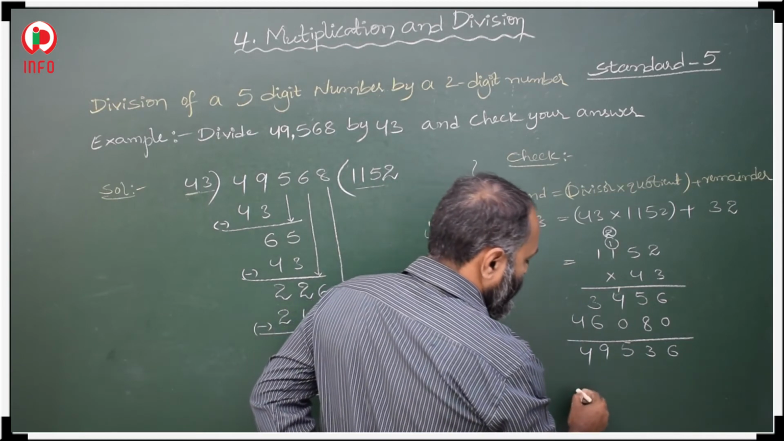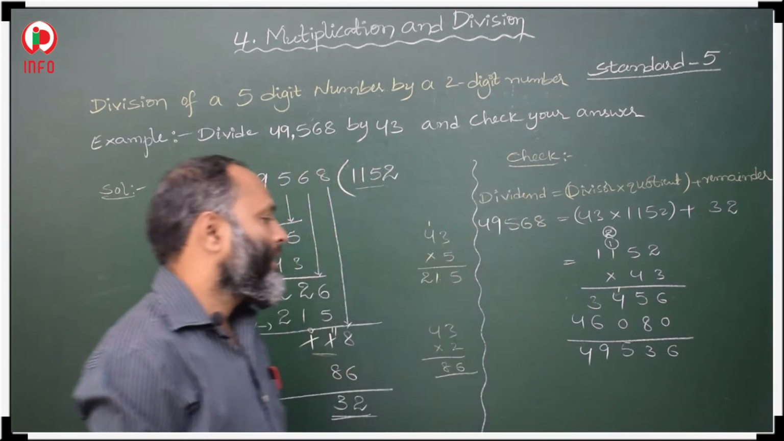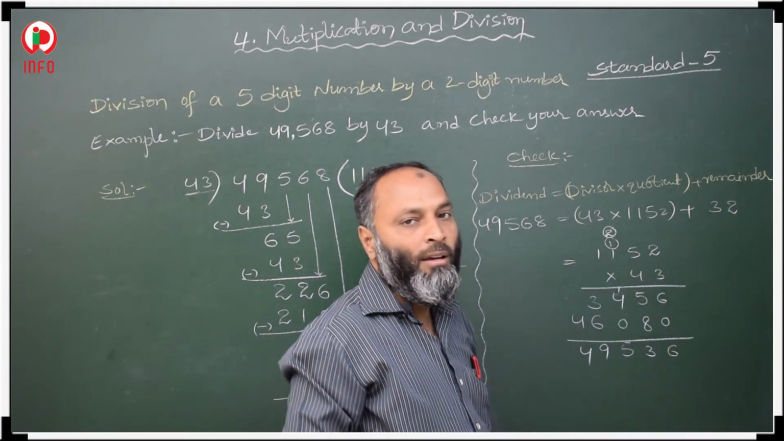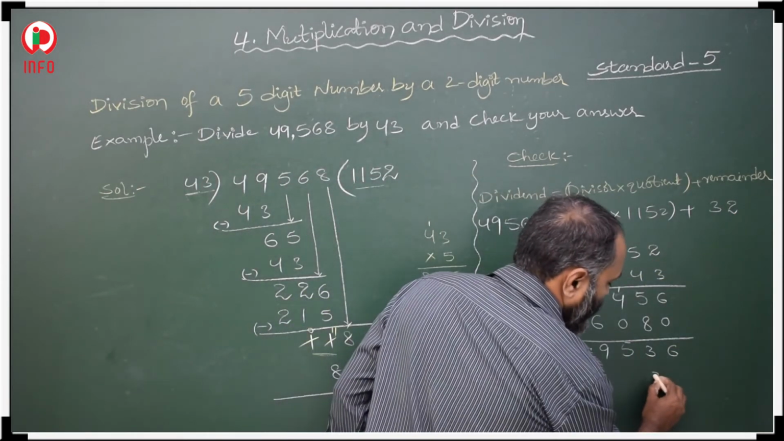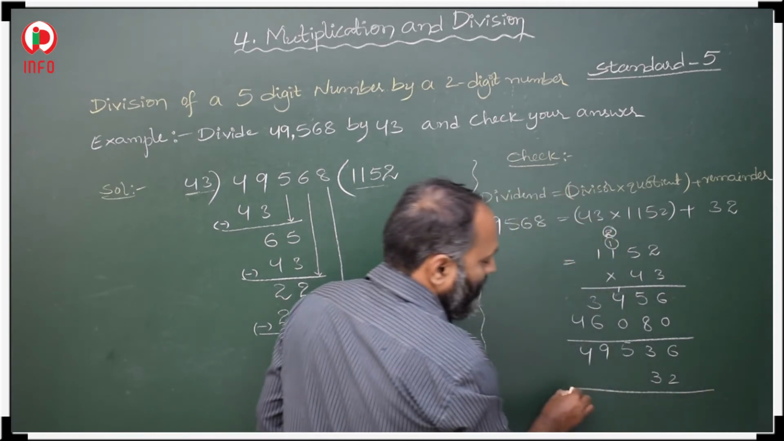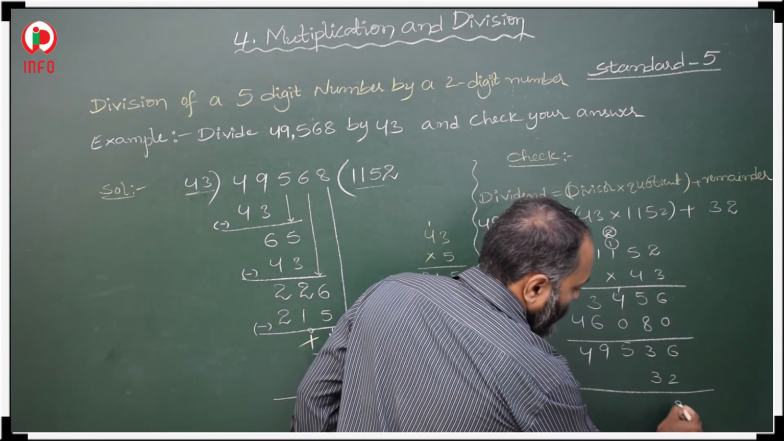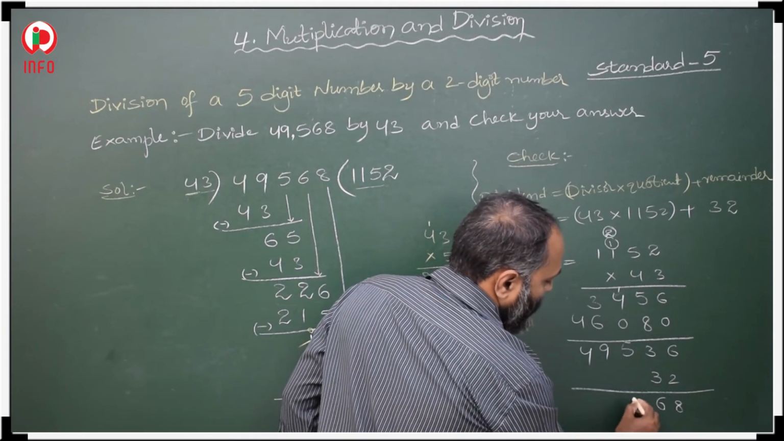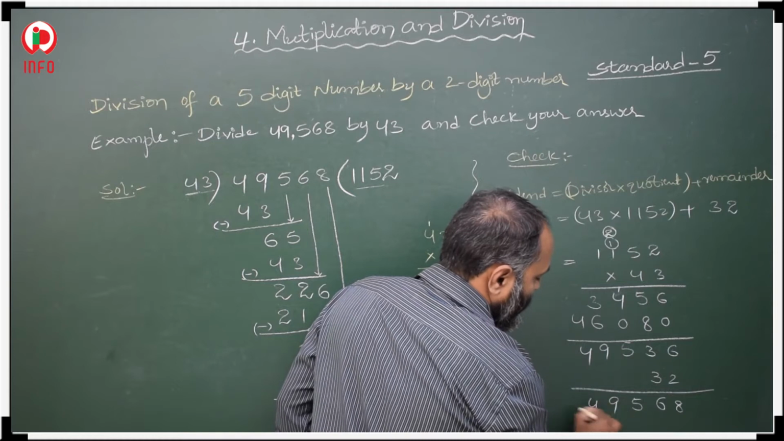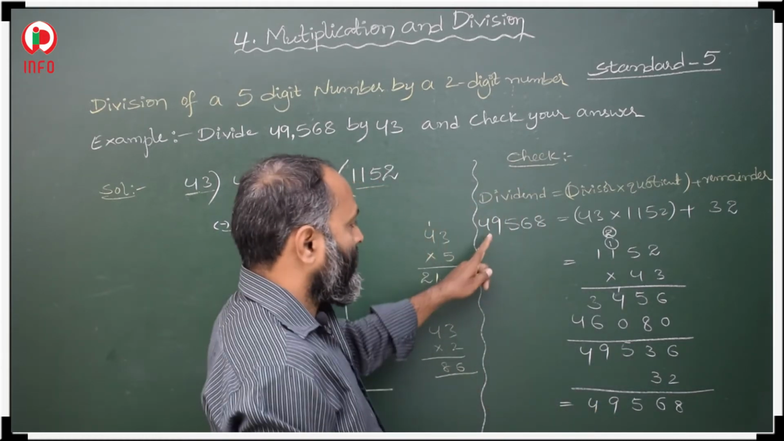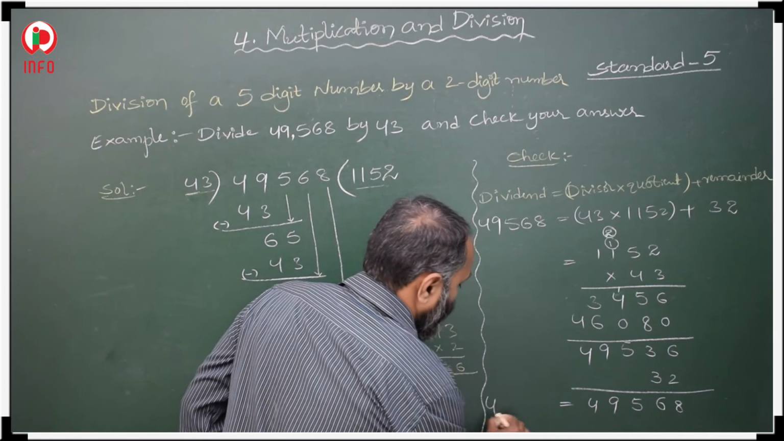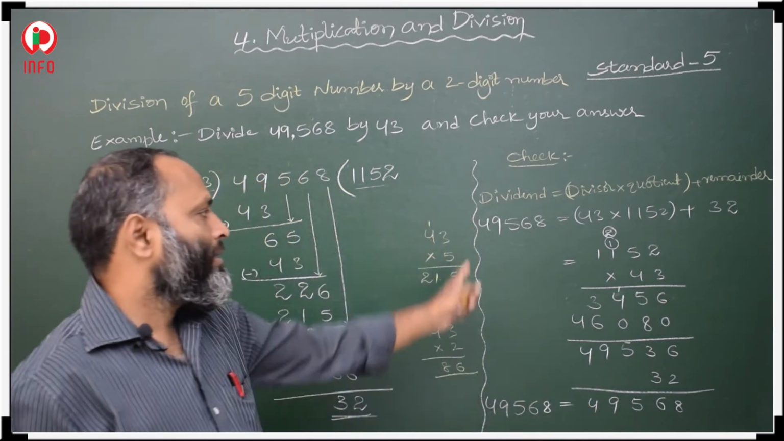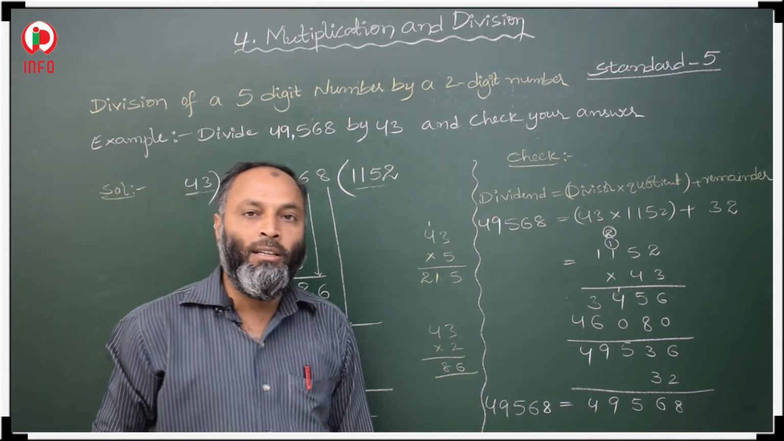So for this product, what do we have to add? We have to add this remainder. What is your remainder? 32. We have to keep 32 like this. Then 6 plus 2 is 8, 3 plus 3 is 6, this 5 as it is, this 9 as it is, this 4 as it is. Then what is the dividend here? 49,568. So it is correct. So like this you have to do.